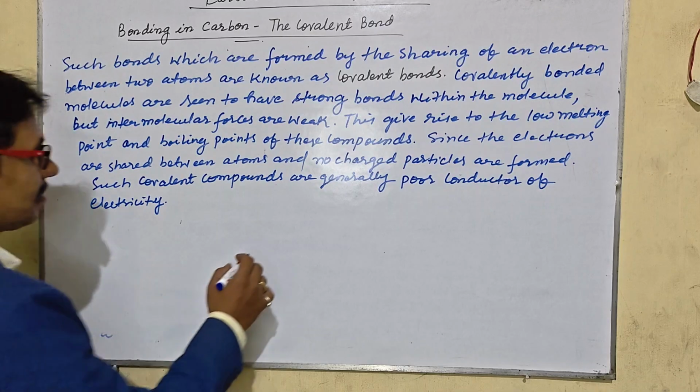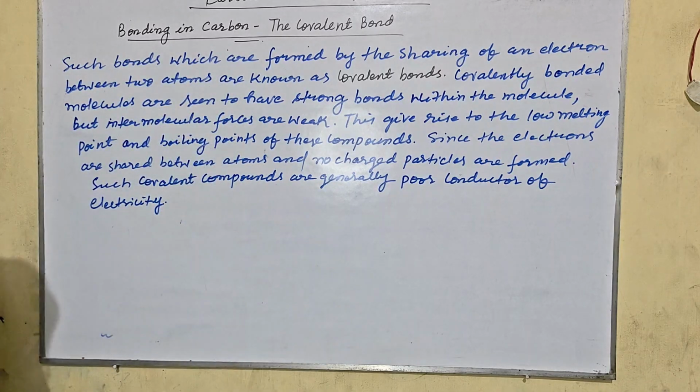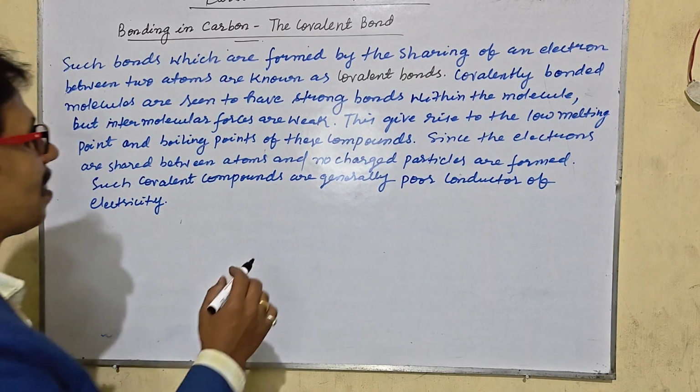So let us see the electron dot structure of carbon.